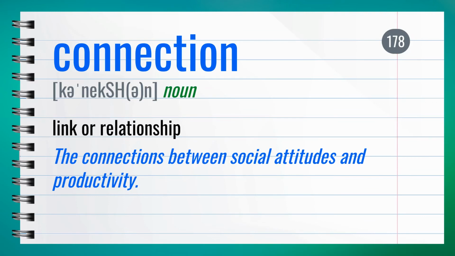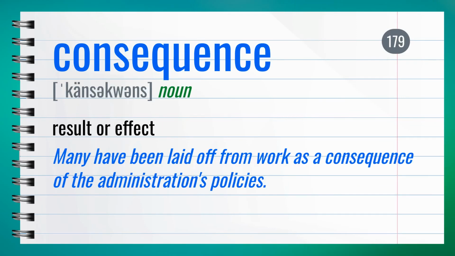Connection. Connection means link or relationship. For example, the connections between social attitudes and productivity. Consequence. Consequence means result or effect. For example, many have been laid off from work as a consequence of the administration's policies.